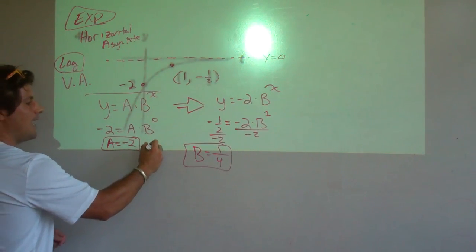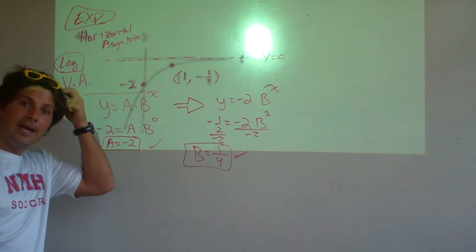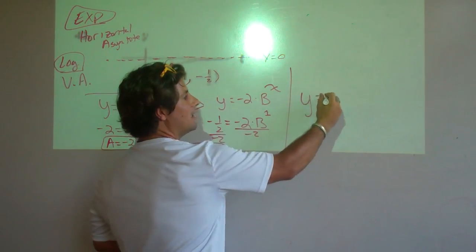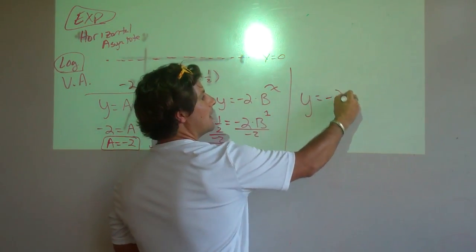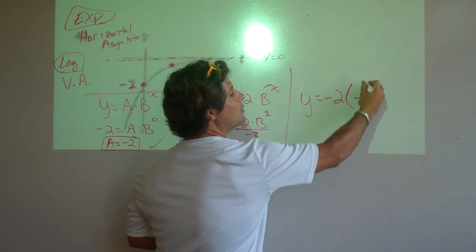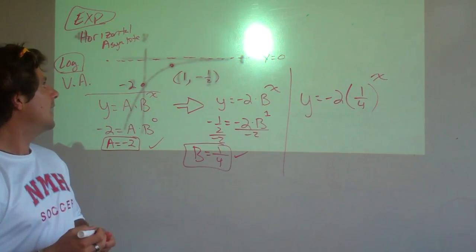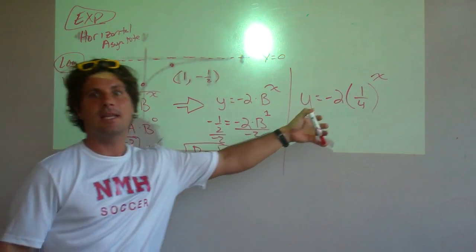Well, now I know a, I know b, I could write my equation in terms of a and b. So my general equation would be y equals a times 1/4 to the x. And that's the exponential equation.